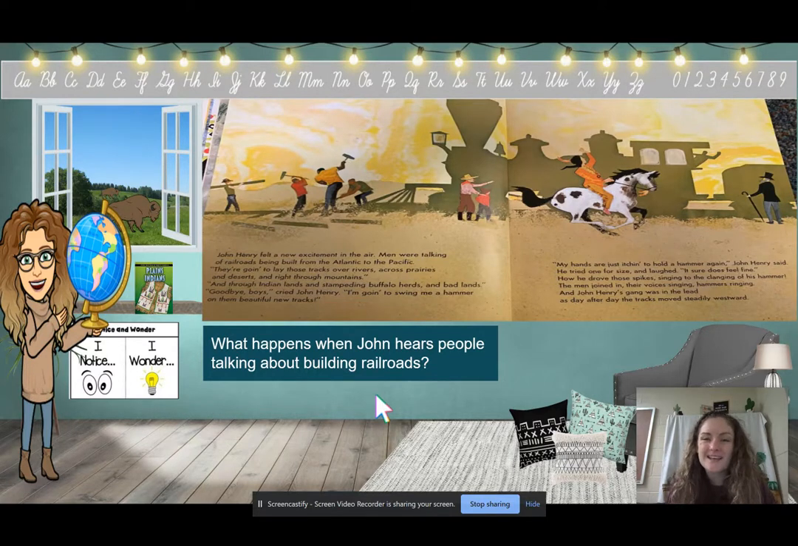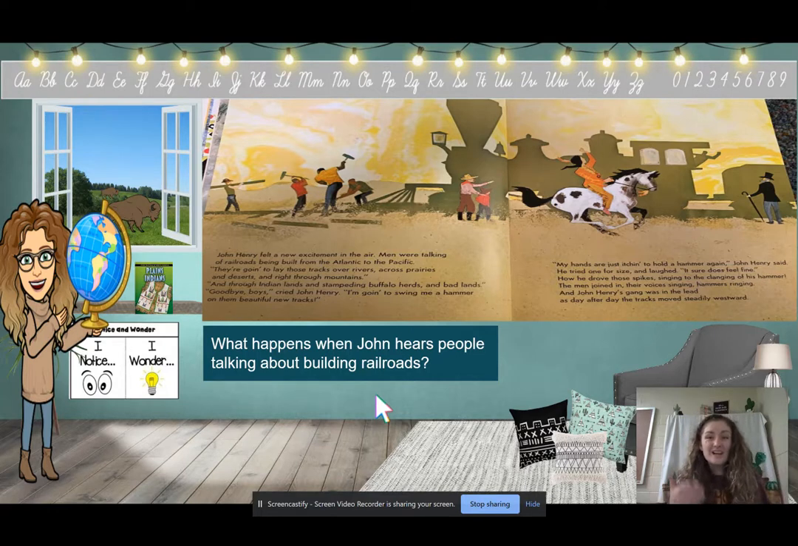John Henry felt a new excitement in the air. Men were talking of railroads being built from the Atlantic to the Pacific. They're going to lay those tracks over rivers, across prairies and deserts, and right through mountains, and through Indian lands and stampeding buffalo herds and badlands. Goodbye, boys, cried John Henry. I'm going to swing me a hammer on them beautiful new tracks. My hands are just itching to hold a hammer again, John Henry said. He tried one for size and laughed. It sure does feel fine. He drove those spikes, singing to the clanging of his hammer. The men joined in, their voices singing, hammers ringing, and John Henry's gang was in the lead as day after day the tracks moved steadily westward.